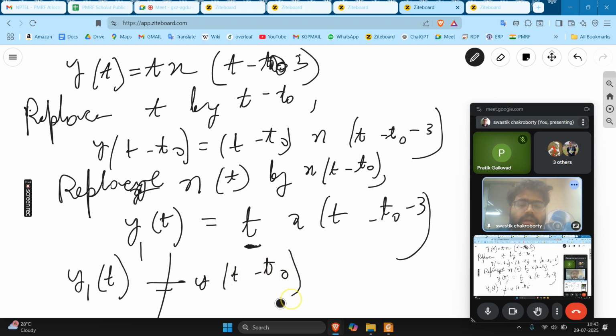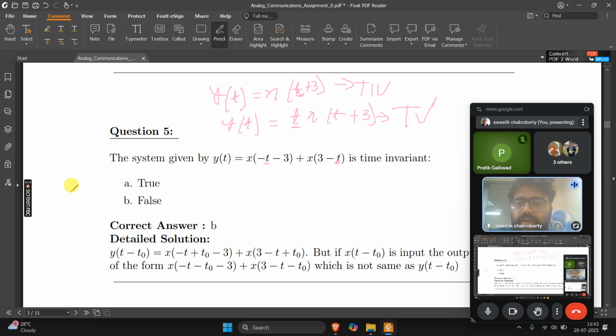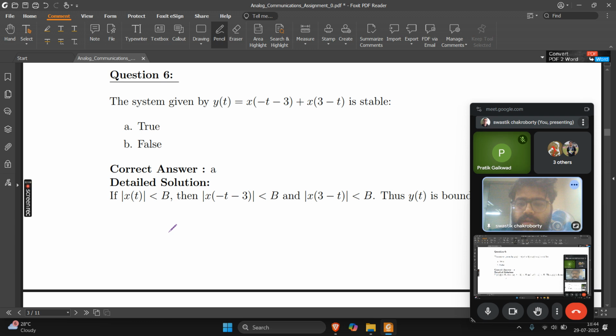Therefore, it is time variant. So the system response will depend on what time it is, and it will not be invariant to time shift. Okay. So the correct answer here is true. It is both linear and time invariant.